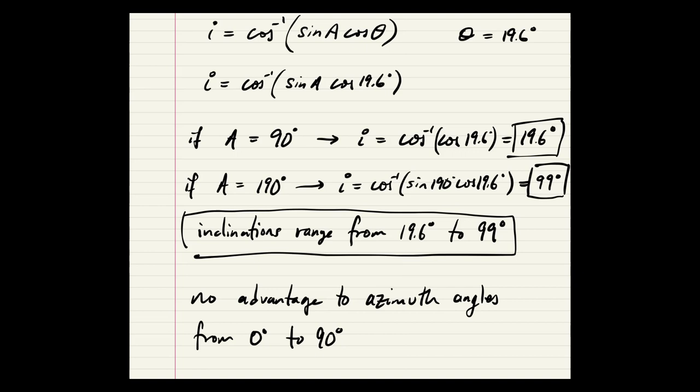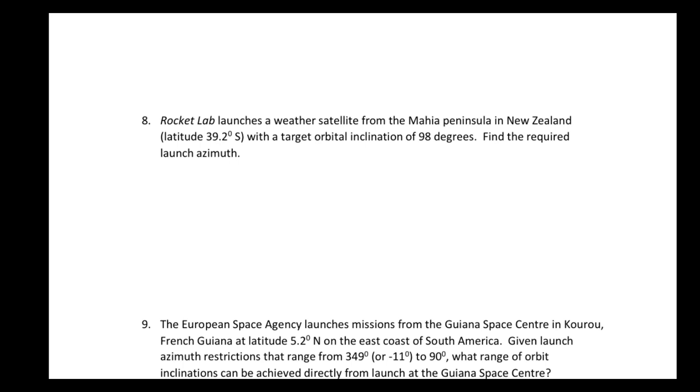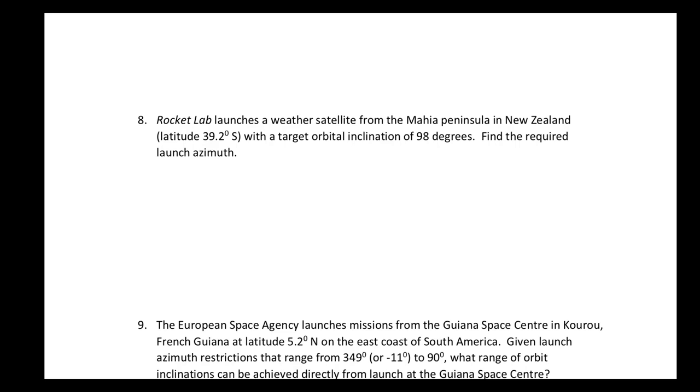All right, so I know this video is getting pretty long, past the point where it's long enough, but there's just a couple more examples that I think are neat, and it's just kind of fun to travel around the world looking at these different launch sites and the corresponding orbit inclinations that could be achieved. So how about this? Rocket Lab launches a weather satellite from the Mahia Peninsula in New Zealand at a latitude of 39.2 degrees south. If they have a target orbit inclination of 98 degrees, what's the required launch azimuth? Well, let's answer that here.